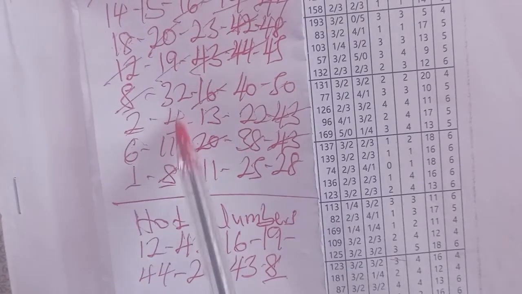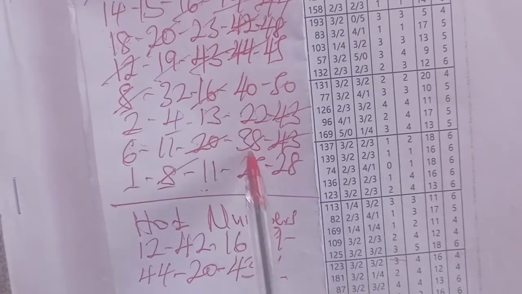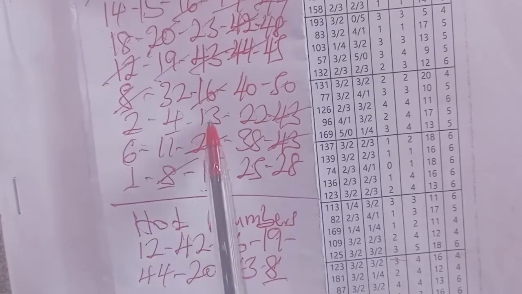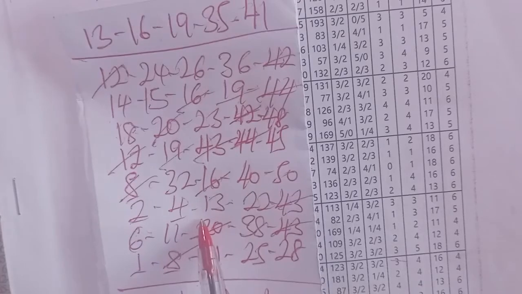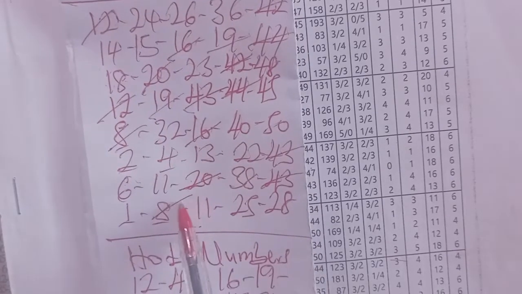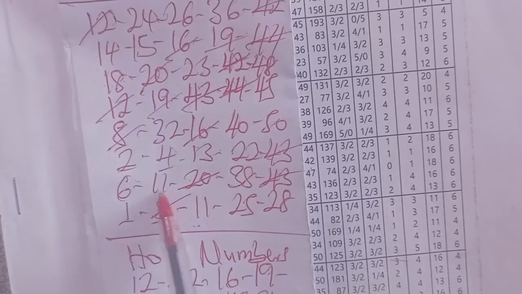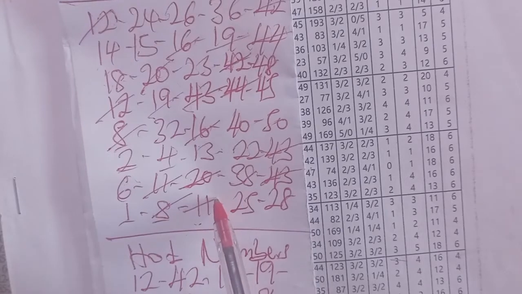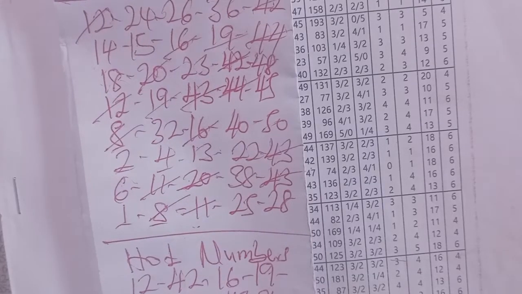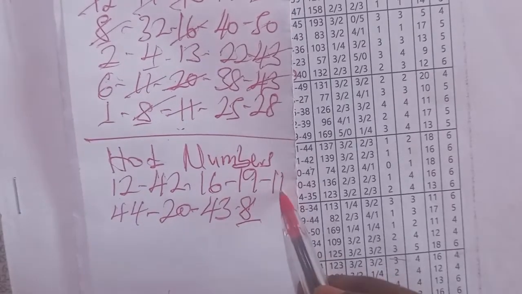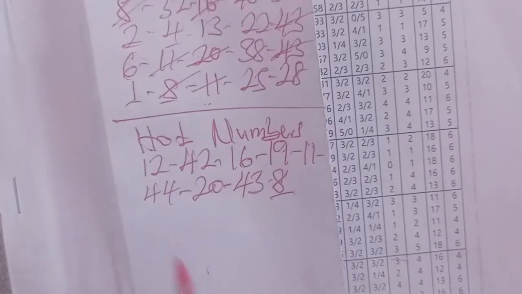Then 32 only 1, 40, 1, 50, 1, 2, 4, they are all 1, 13. 13, 2 is 1, 22, 1, 6, 11. The last number is 11. So let's add 11 to the hot numbers. All right, so these are the hot numbers for today.